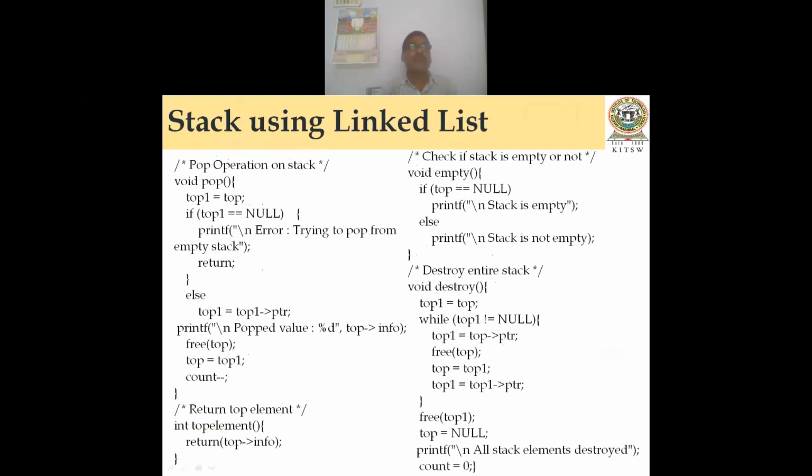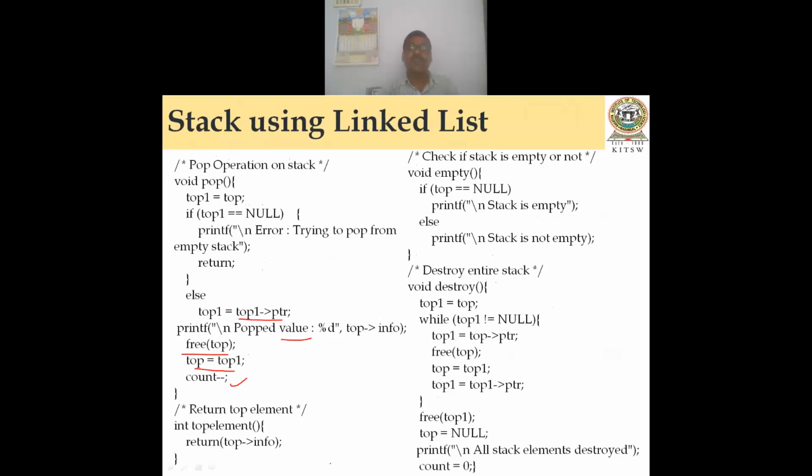of single linked list. So pop is nothing but deleting an element from the front. If top one is null, then we print trying to pop from the empty stack, and return. Else top one equal to top one arrow ptr. Then the popped element we are just printing, and then we are freeing the top, and then top equal to top one, count minus minus.